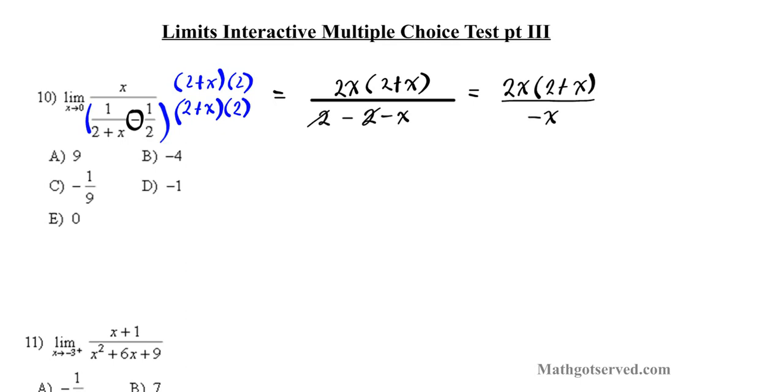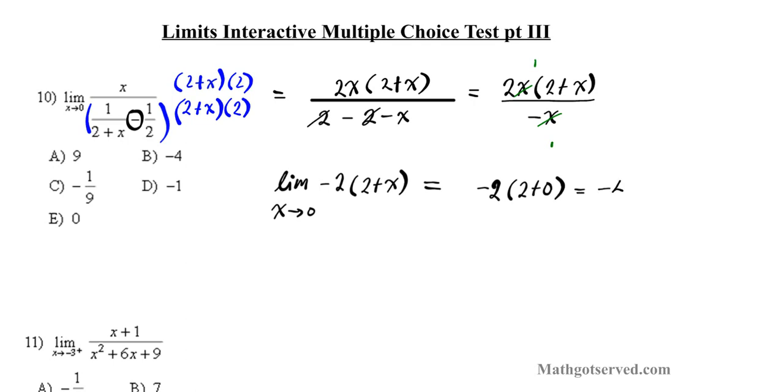Okay, so now we can divide. If we divide, we can divide the x's out. X goes here once, x goes here once. So we're left with the limit as x approaches 0 of, well, we can bring the negative up, negative 2 times 2 plus x, and then just substitute here without any problems. Negative 2 times 2 plus 0, which is negative 4. So our answer is option letter B.